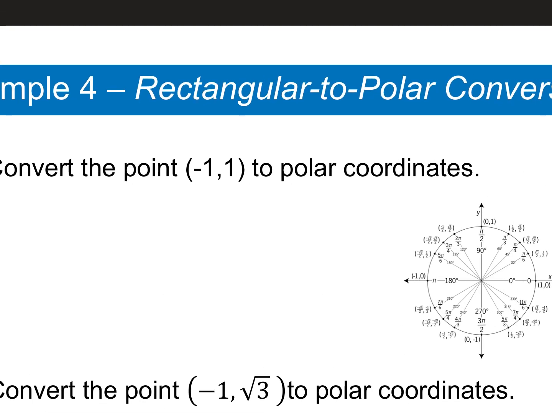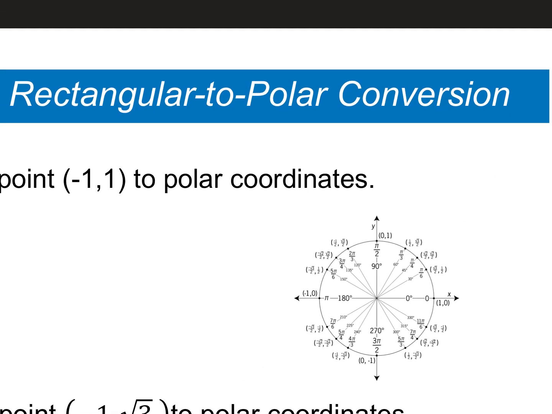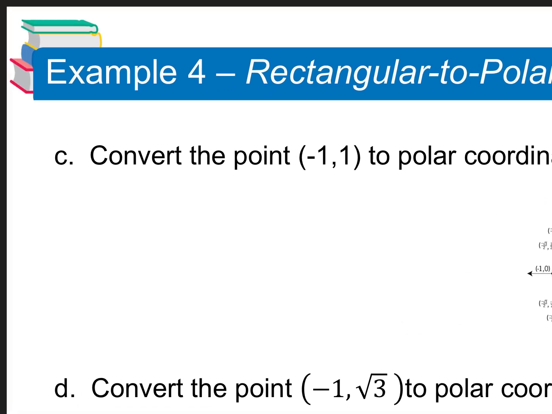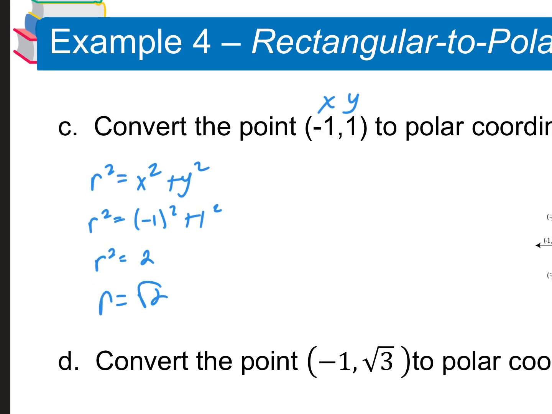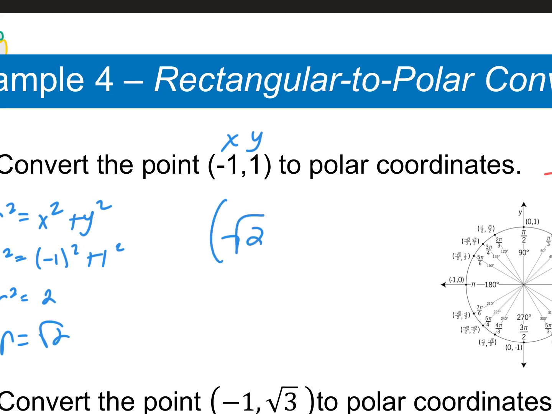Convert the point. First thing I'm going to do is find out where that point is. Where's negative 1, 1? It's in what quadrant? Quadrant 2. So right now, guys, you know exactly where on the unit circle you have to look. This is my x, this is my y. So r squared equals x squared plus y squared. R squared equals negative 1 squared plus 1 squared. R squared equals 2. So what does r equal? Square root of 2. So your r value is the square root of 2.